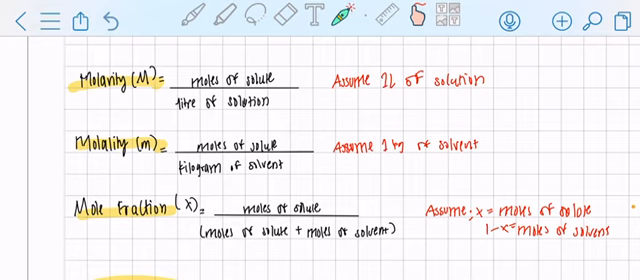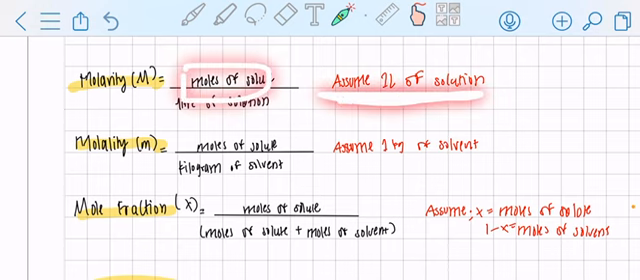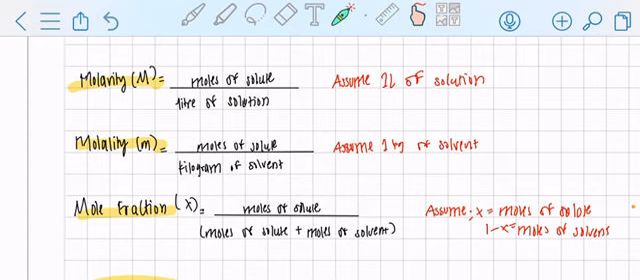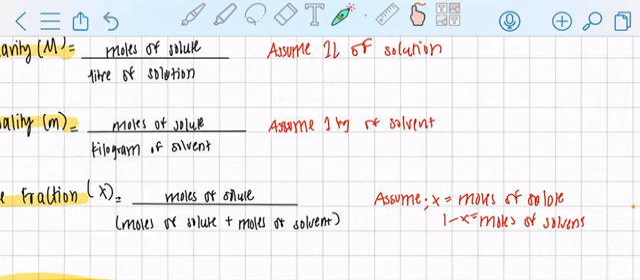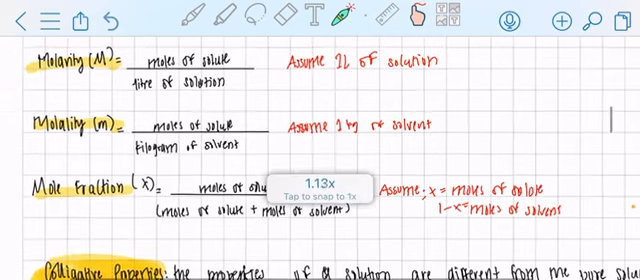And mole fraction is the moles of solute divided by the moles of solute plus the moles of solvent. When converting between these things, we can assume that 1 liter of solution exists. For instance, if we're given a molarity, we can assume that it's all moles of solute divided by 1 liter of solution. Same thing can be done for molality, where we can assume that 1 kilogram of solvent is used. For mole fraction, we assume that X is the moles of solute and 1 minus X is the moles of solvent.